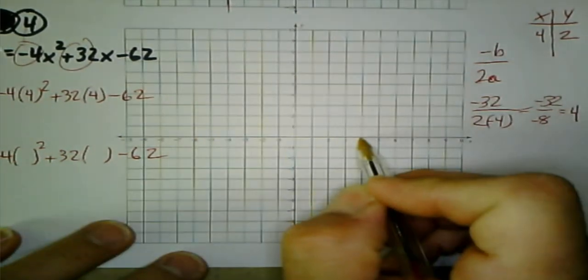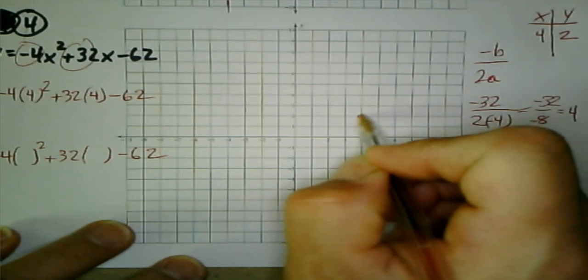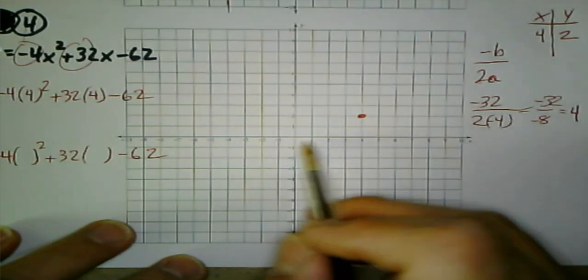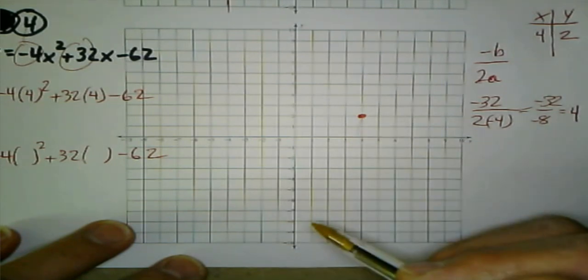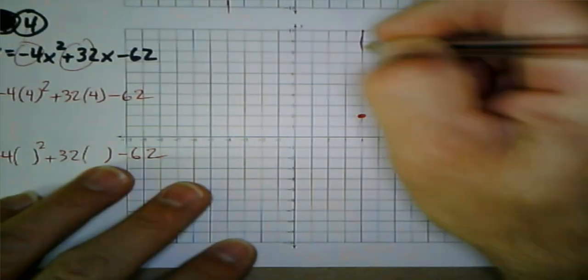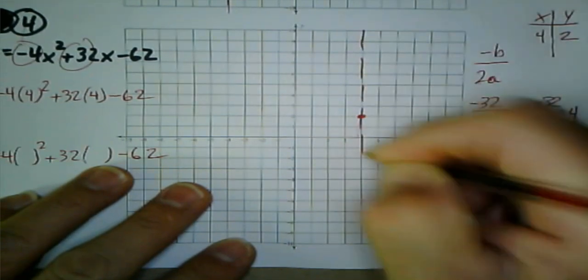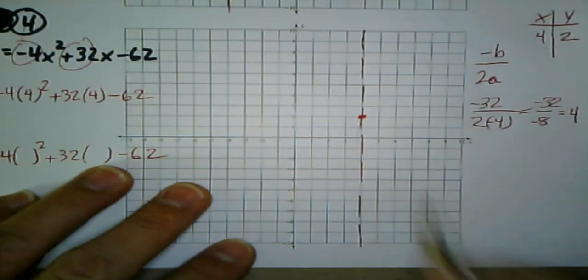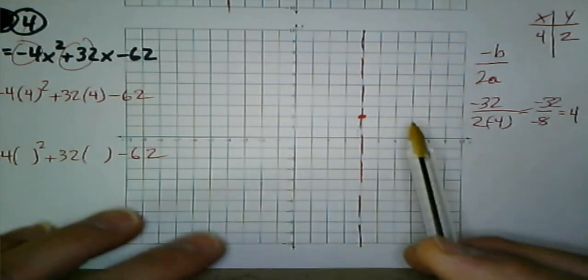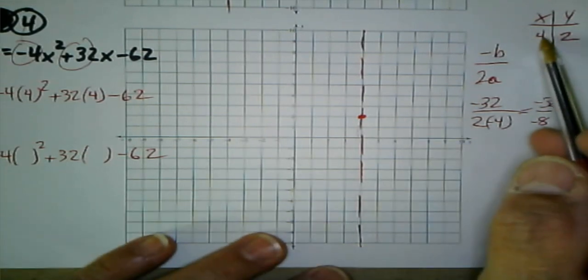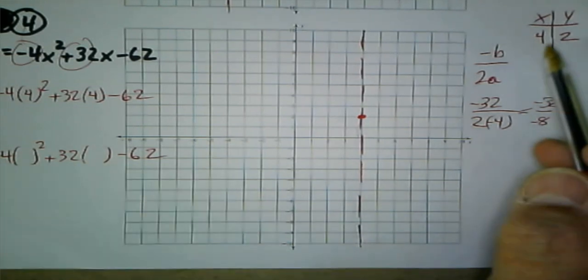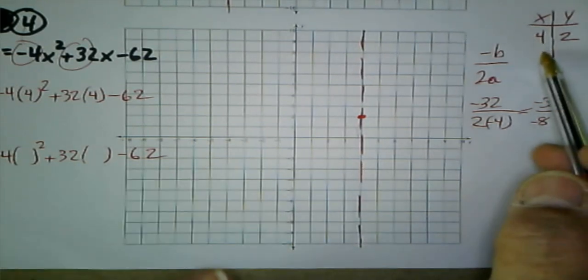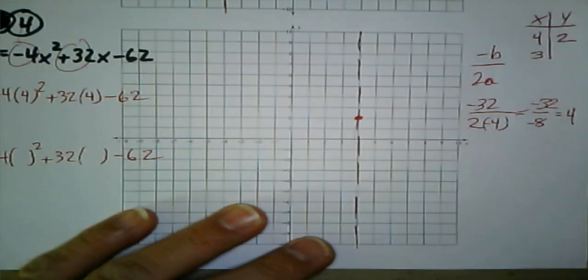So we go to 4 and 2, which is right there. We go 4 on the x, 2 on the y, and we put our dot. We graph our axis of symmetry. What happens on one side happens on the other. We have x is 4, so we just pick either the one above it or the one below it. We can pick 5 or 3. We'll put 3 in there.